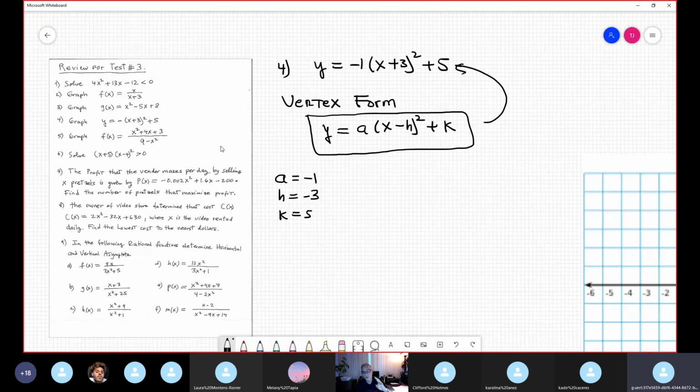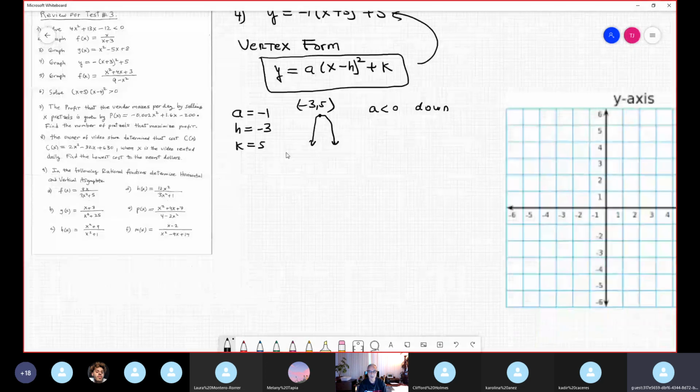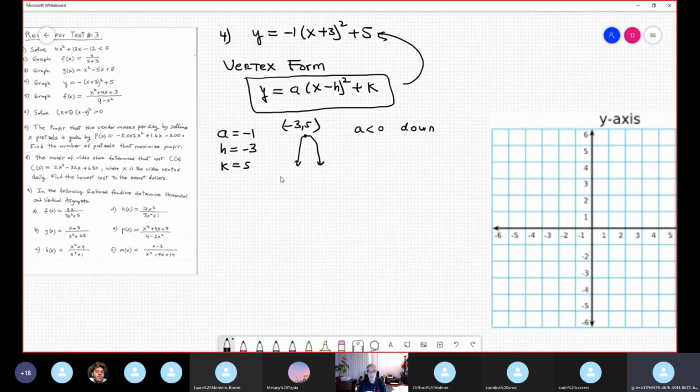Therefore, I know two pieces of information about this parabola. Number one, this parabola opens down, because a is negative. If a is negative, it opens down, and if a is positive, it opens up. And the vertex is located at the point -3,5. Wow, it was easy. It was easy because you see immediately what h is and what k is. Okay, but I want more information: the y-intercept, the x-intercepts, the axis of symmetry, and finally to find an additional point using the idea of symmetry.